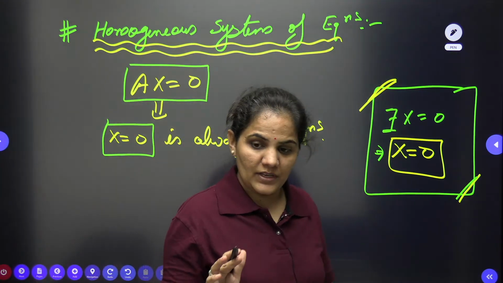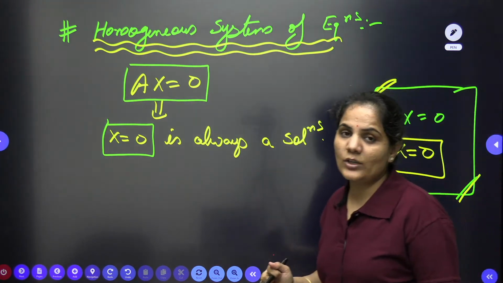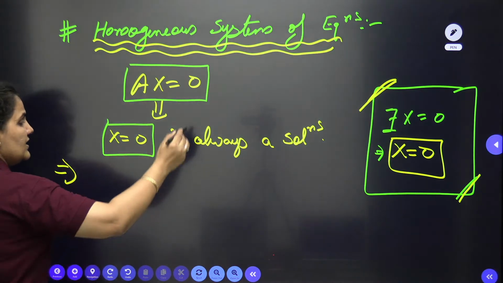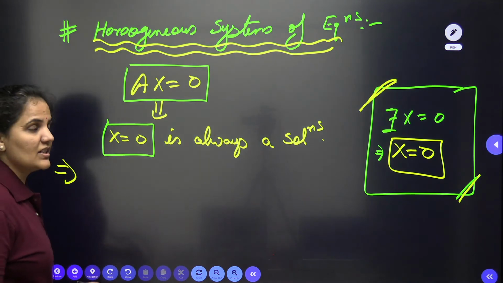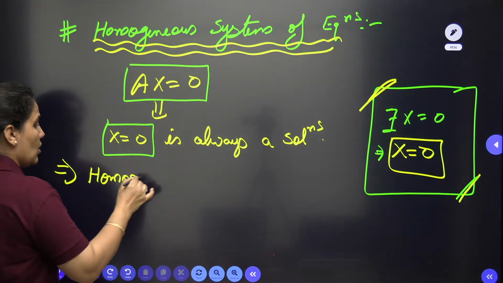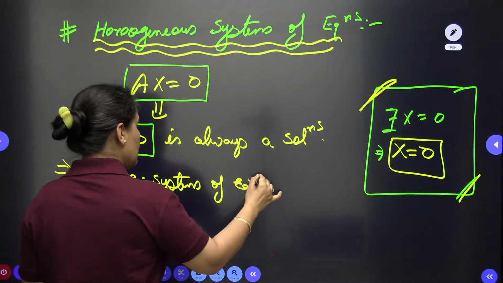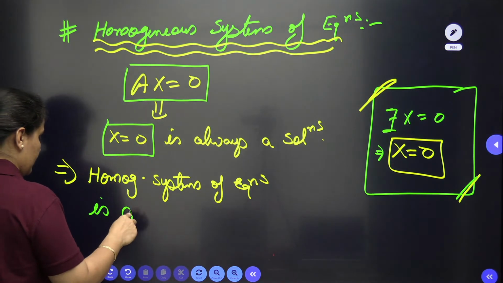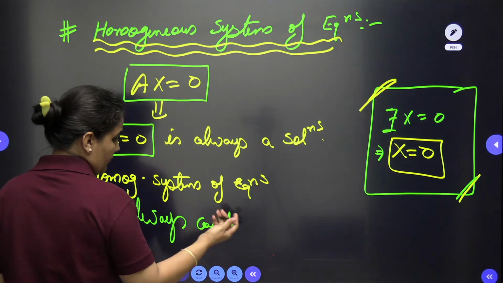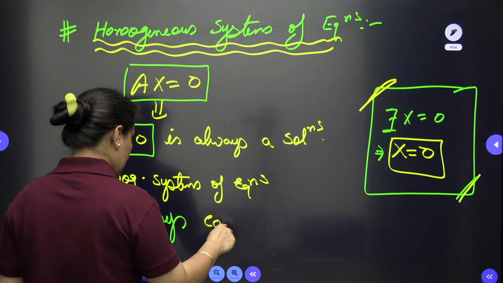If in any system of equation we are having at least one solution, then that system of equation is said to be consistent always. So here I can say that x is equals to 0 is always a solution of this system of equation. So this means homogeneous system of equation is always consistent. Homogeneous system of equation is always consistent, because whether there are more solutions or not, x is equals to 0 is always a solution. So it is always consistent.